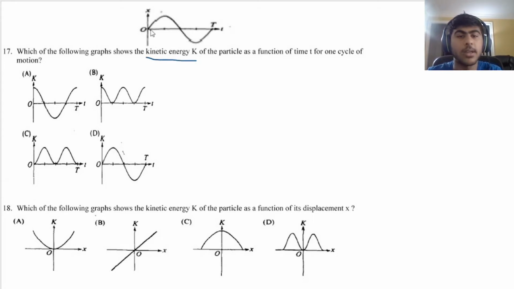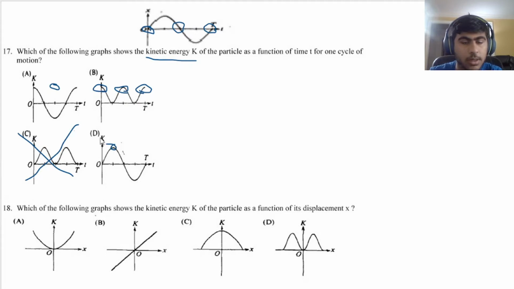So right here, we have no displacement. Right here, we have no displacement. Right here, we have no displacement. In these graphs, all three of those should be at the maximum. The only graph that does that is B. You have the peak there, the peak there, the peak there. A does not have a peak here. This one completely messes it up, puts the peaks in the wrong spot. And this one only has one here.